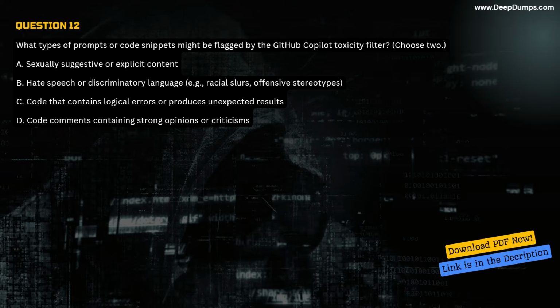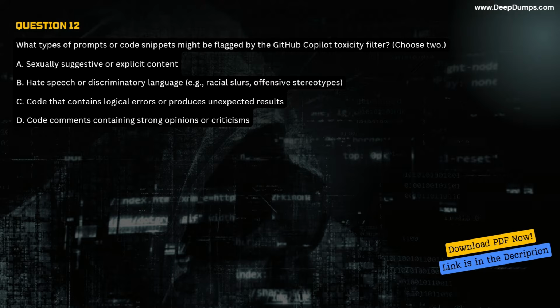Question 12. What types of prompts or code snippets might be flagged by the GitHub Copilot Toxicity filter? Choose 2. A. Sexually suggestive or explicit content. B. Hate speech or discriminatory language, e.g., racial slurs, offensive stereotypes. C. Code that contains logical errors or produces unexpected results. D. Code comments containing strong opinions or criticisms.